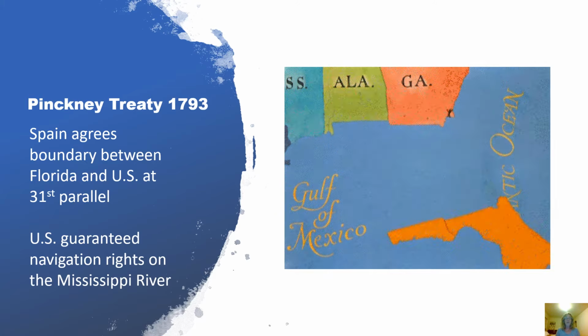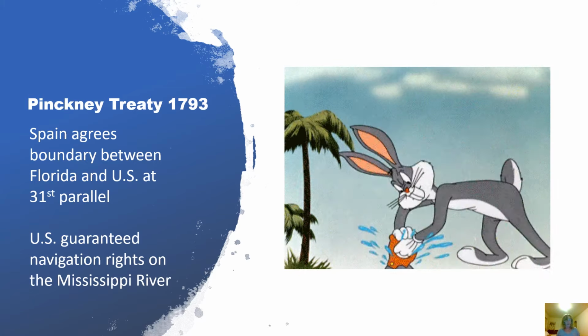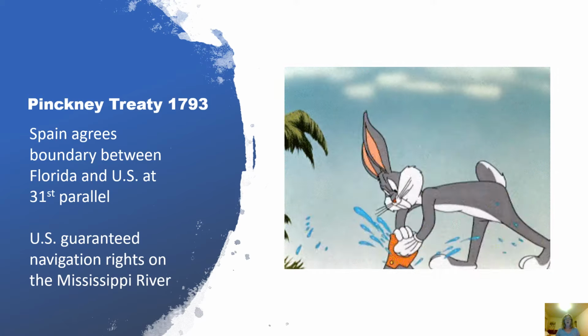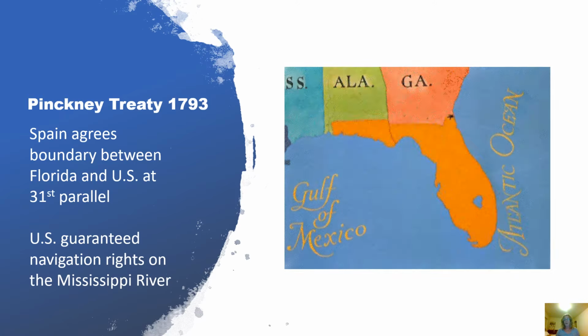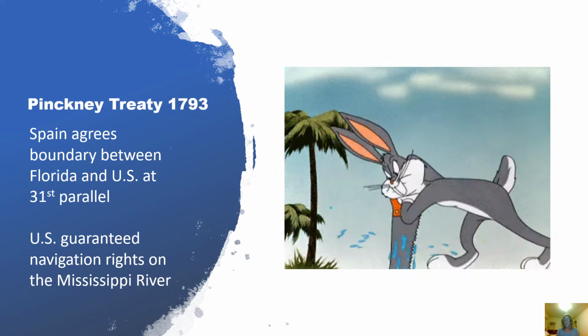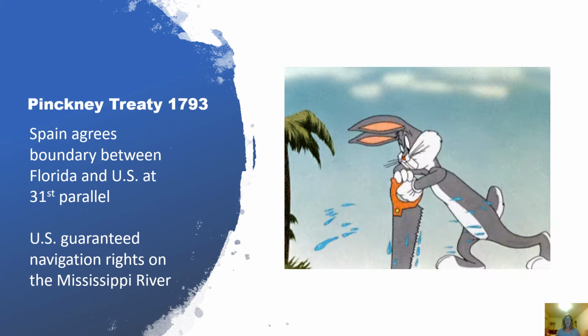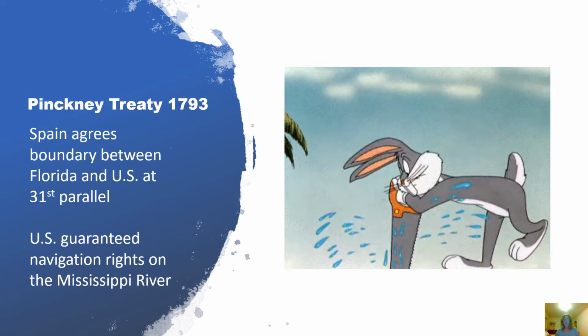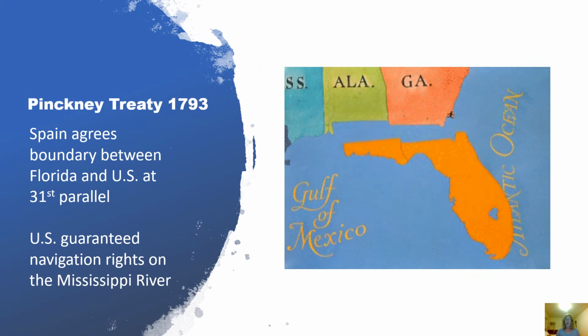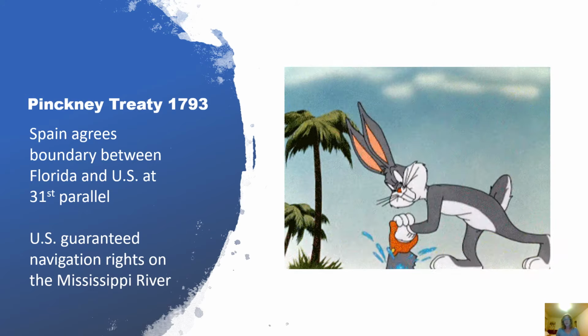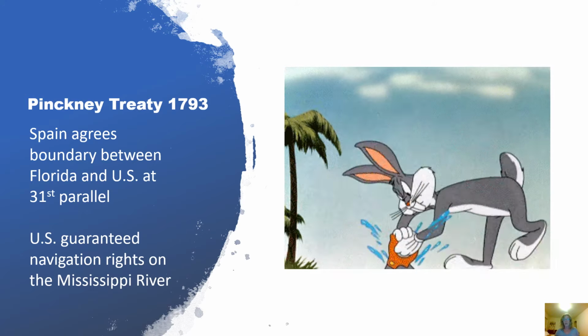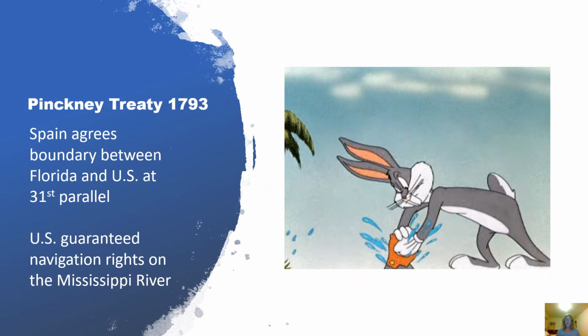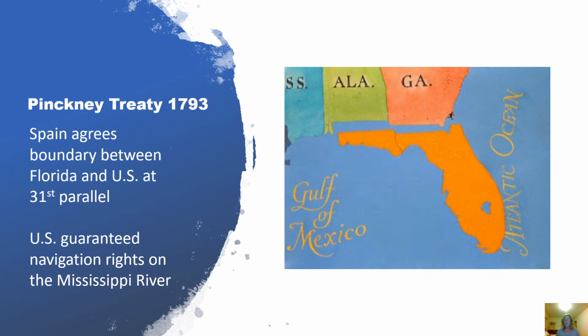This next treaty with a foreign country is much better than Jay's Treaty. So Spain controlled the area that we know today as Florida. And the United States and Spain were having a dispute as to the boundary between the two places. And Pinckney sat down and worked out an agreement with Spain that the boundary would be at the 31st parallel, which is exactly what the United States wanted. So that was a win for us, as well as we were guaranteed navigation rights of the Mississippi River.